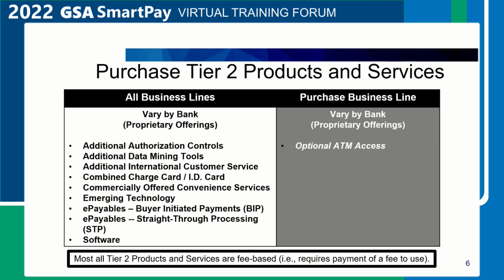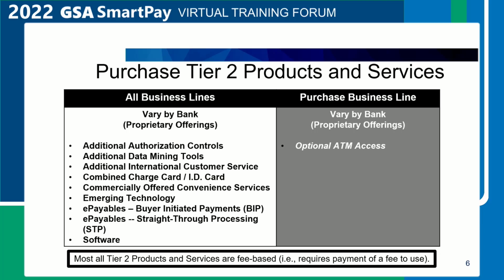GSA SmartPay 3 Purchase Business Line Tier 2. These are the optional products and services. So all the business lines under the GSA SmartPay 3 contract include the parent categories of Tier 2 products and services shown in the left-hand column. However, since Tier 2 products and services are optional, they may or may not be included in each bank's master contract, and they'll vary from bank to bank. Banks have the option to offer specific proprietary payment solutions and other services under the Tier 2 categories.